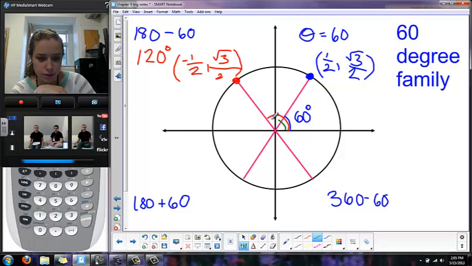Down in the third quadrant, all the way right there. Let's see what angle that is. 180 plus 60, so that's 240 degrees. Sine and cosine of 240. Cosine always comes first. Cosine is, the x's are still negative, and this time the y's are negative as well.